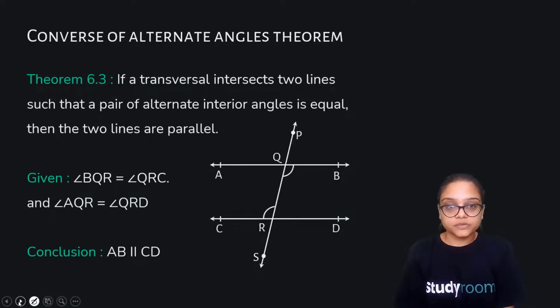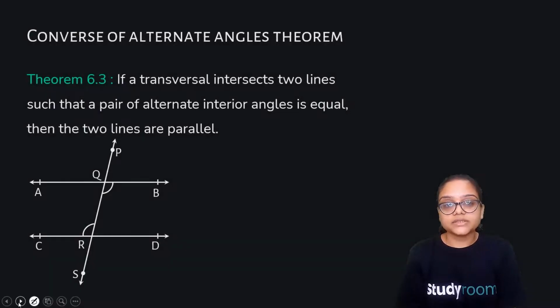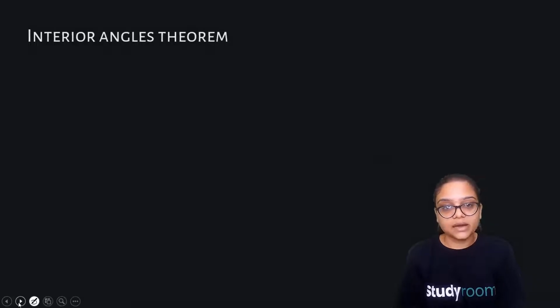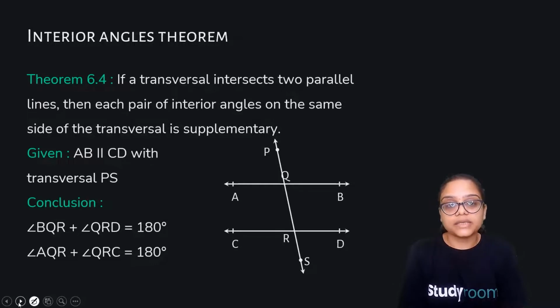The converse goes for corresponding angles and also for alternate interior angles. Okay. Now, if a transversal intersects two lines such that the alternate interior angles are equal, then the two lines are parallel. Okay. Now, the interior angles theorem. It states that if a transversal intersects two parallel lines, then each pair of interior angles on the same side of the transversal is supplementary.